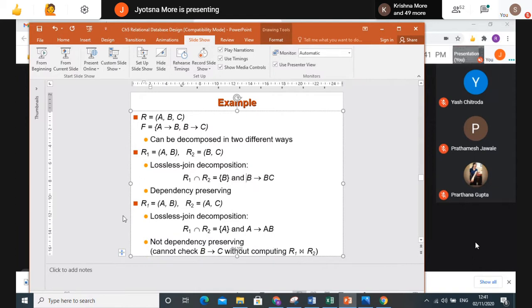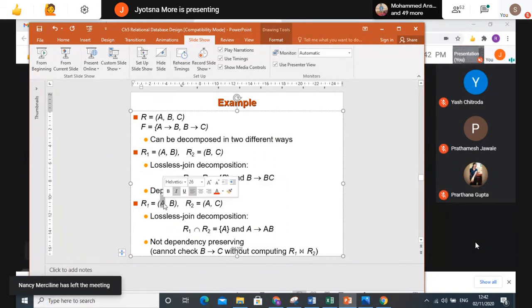Fine. Second, suppose I am dividing this R into two sets. First I have taken AB in one set and BC in another set. Other two, I can take AB and AC. That is also possible. So primary key here, I have taken B. Here primary key, I have taken A. Correct? So now I have to check whether it is a lossless join decomposition or not. They are saying it is lossless join decomposition.